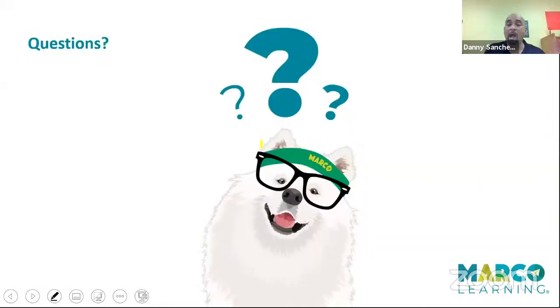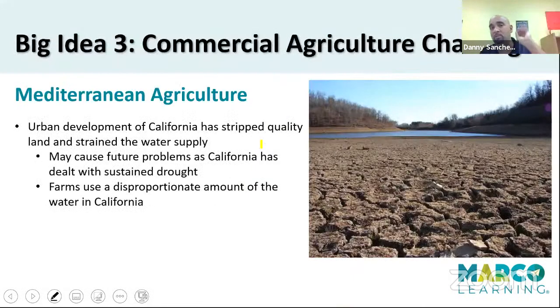All right. I'm going to shift now to some issues with commercial agriculture. Mediterranean agriculture is primarily the growing of luxury crops. In California, you have a lot of issues. Urban development in California stripped quality land and also strained the water supply.